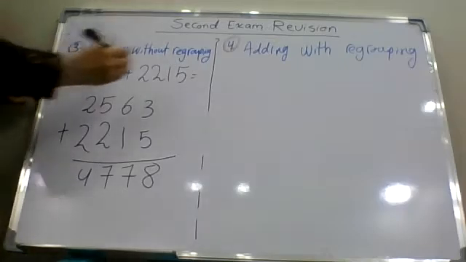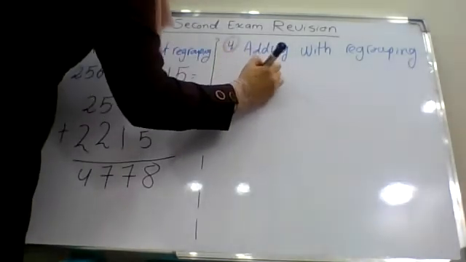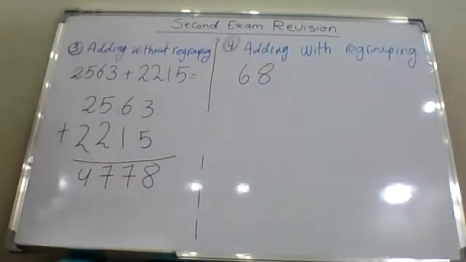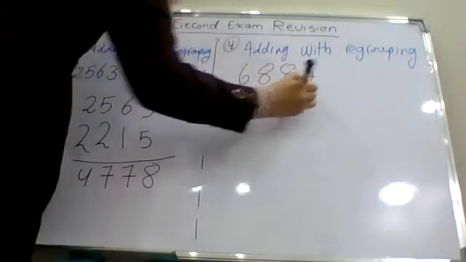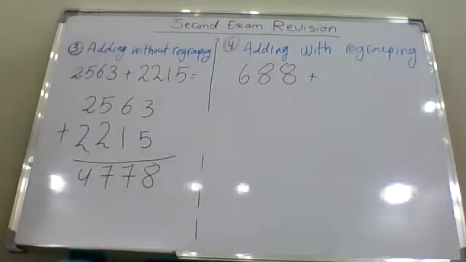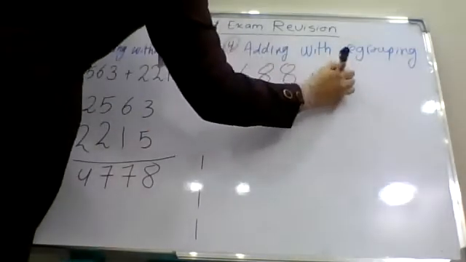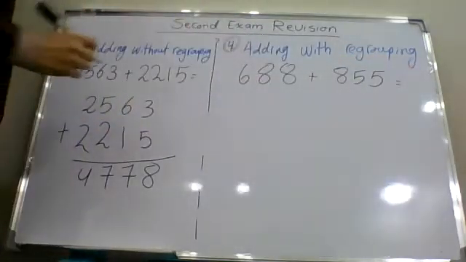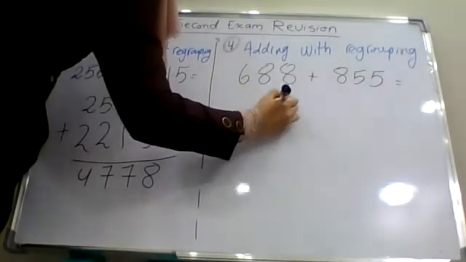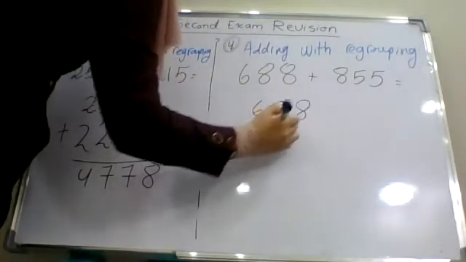I have here 6,882, I think, no, 688 plus I have 855, okay? As usual, write them on top of each other to make the equation easier.